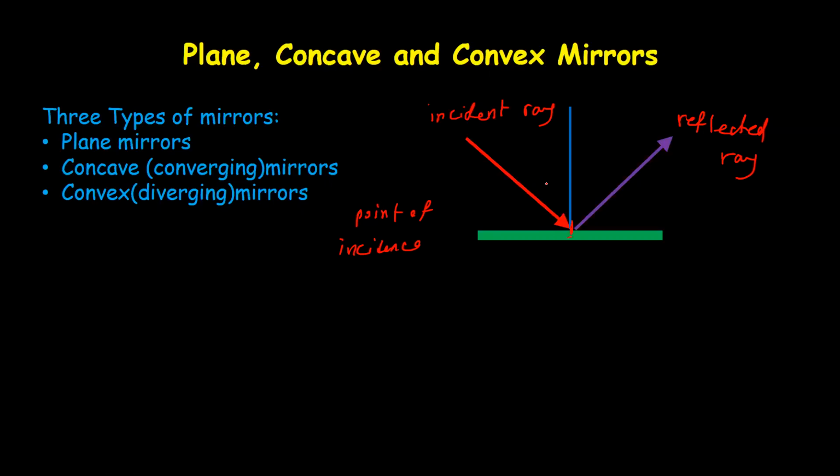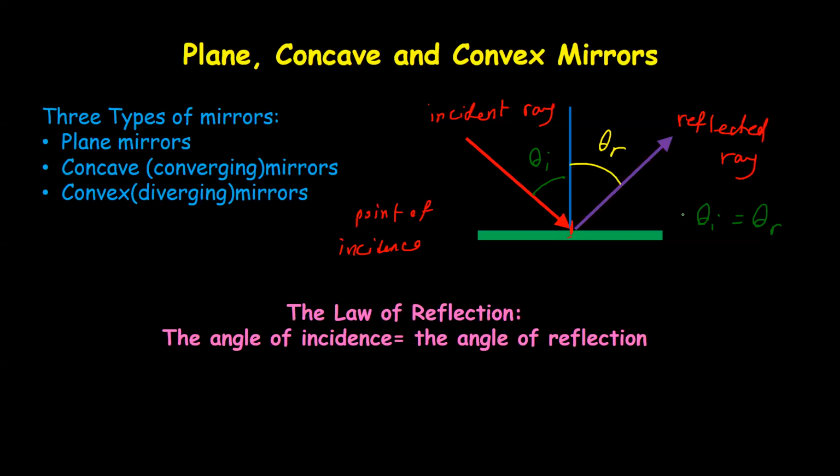And as you can see, the angle that the incident ray makes with the normal is equal to the angle that the reflected ray makes with the normal. If I name this one theta r, and this one theta i, as you can see, theta i is equal to theta r. We name this law the law of reflection. It means the angle of incidence is always equal to the angle of reflection.